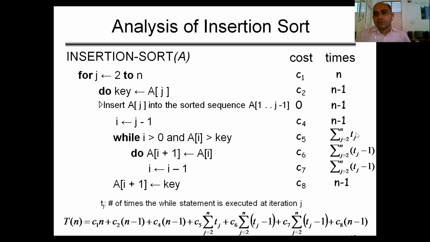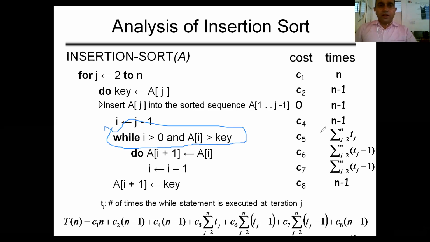Now why tj times? We know that we have to understand this loop. This is a conditional loop rather than a counting loop.